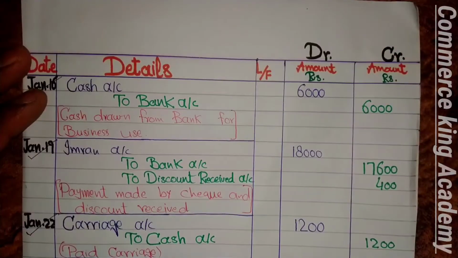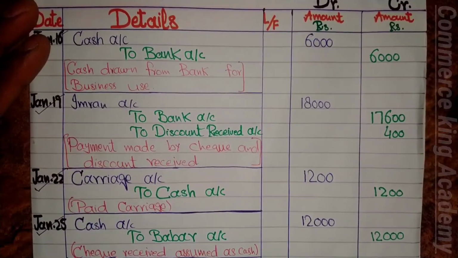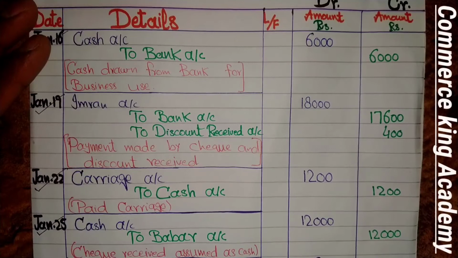After this, we find cash account on the next date, which is Jan 25. Okay. So the transaction was check received, assumed as cash.